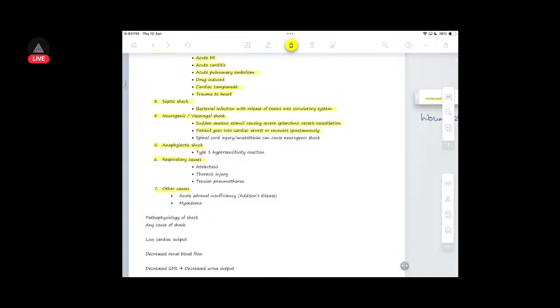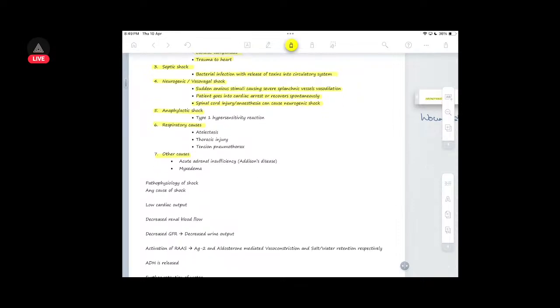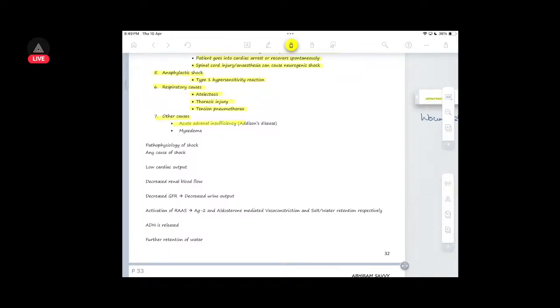Patient goes into a cardiac arrest and recovers spontaneously. Spinal cord injury, anesthesia can cause neurogenic shock. So anaphylactic shock, you have type 1 hypersensitivity reaction. So respiratory causes, you have atelectasis, thoracic injury and tension pneumothorax. Other causes include acute adrenal insufficiency like Addison's and myxedema.